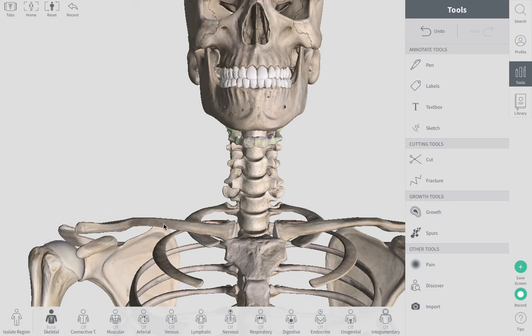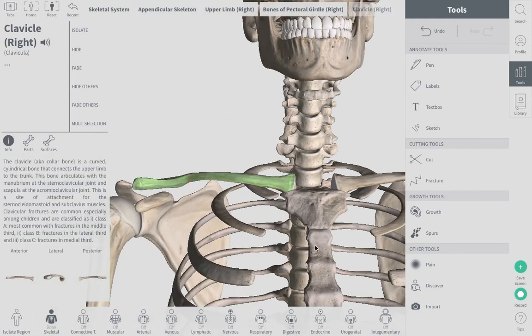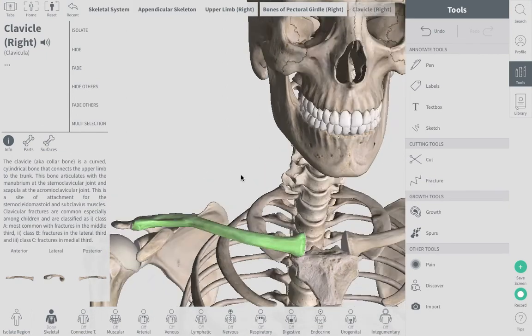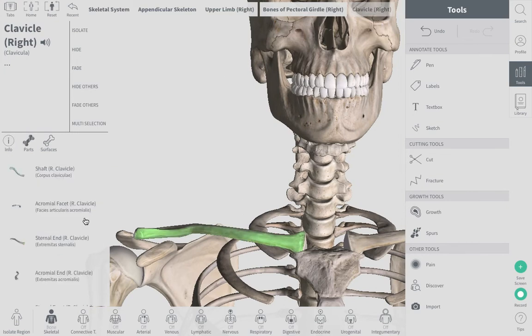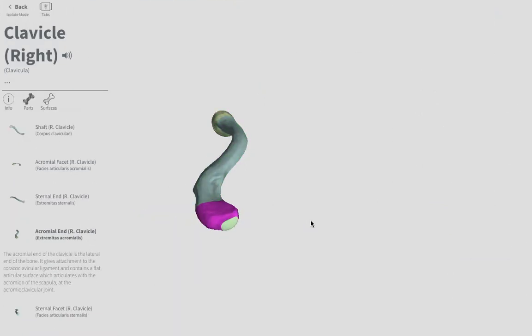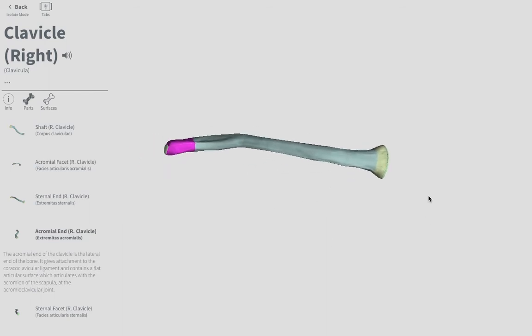our next bone is the clavicle. Let's check out the right clavicle. And there are two parts you'll need to know. The acromial end is lateral, so this is an anterior view. So the spine, the midline, is on this side, so this is medial, this is lateral. And the acromial end is on the lateral end, and it will articulate with the acromion of the scapula, which we will see very soon.